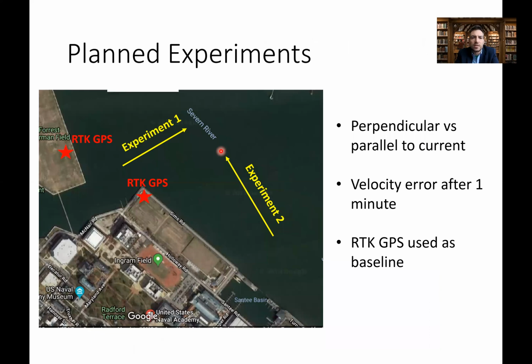For my experiments, they'll be conducted on College Creek. You see on the map here where I plan to set up the GPS base stations. I'm going to have a couple scenarios, one in which I move parallel to the current, the other in which I move perpendicular to the current, just to illustrate that the control system is capable of adapting to those scenarios.